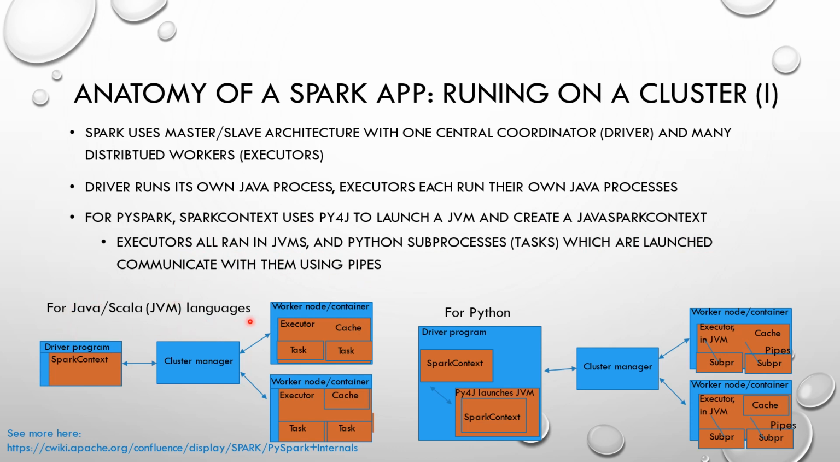For Java and Scala JVM languages, SparkContext talks to the cluster manager, which is divided into two parts, that is worker node or container. The executor has tasks and cache, and the worker node or container is divided the same way. For Python, the driver program's SparkContext uses Py4J to launch a JVM. SparkContext talks to the cluster manager, separated into two parts, worker node or container, where the executor in JVM has cache, pipe, and subprocess, and this is the same for both.